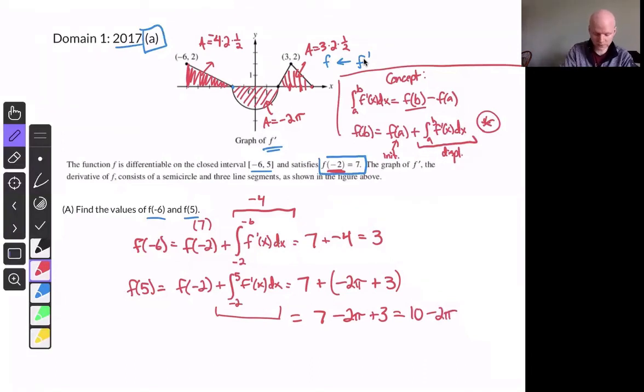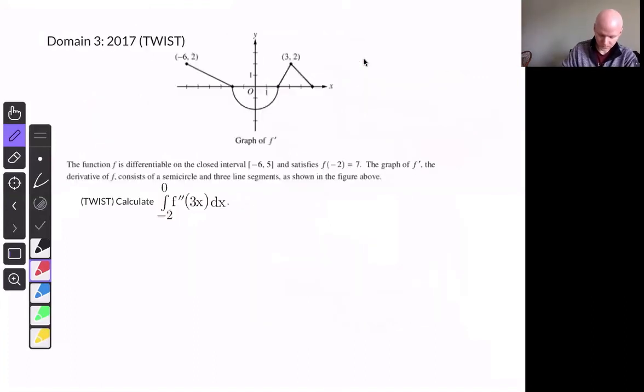We use integrals to do that. To go from F prime back up to F, we need to use integrals. All right, let's take a look at our last twisty, challenging problem that I'm using the 2017 STEM for. I'm using the same 2017 STEM.